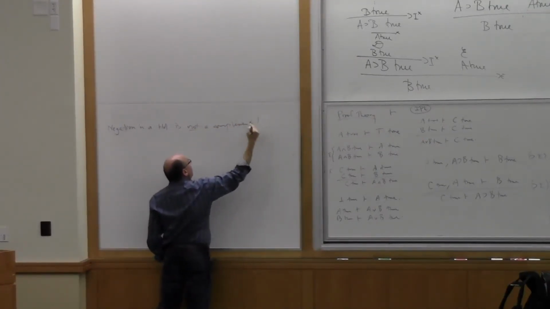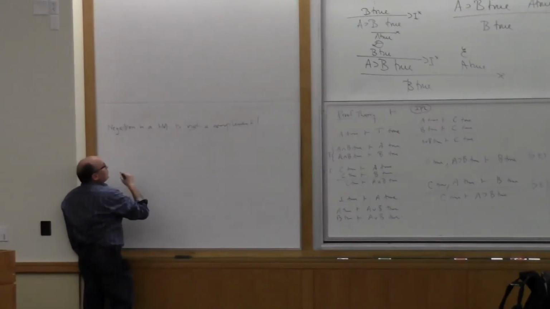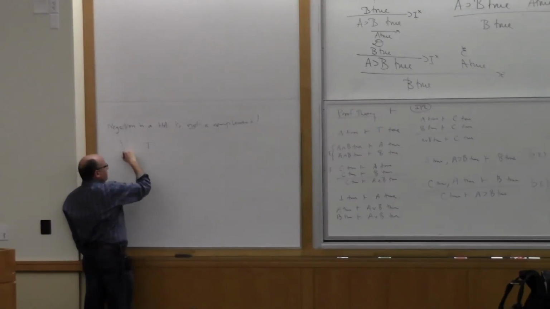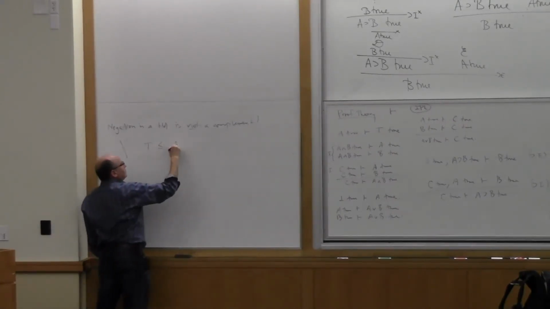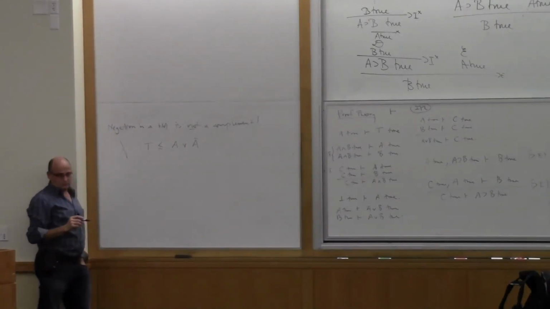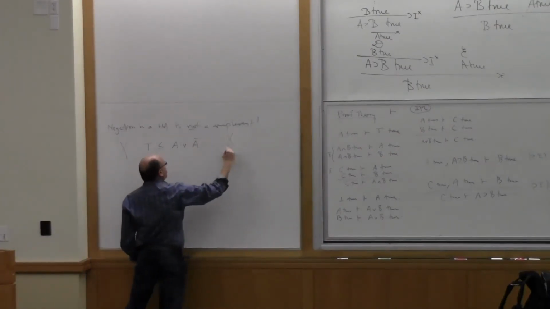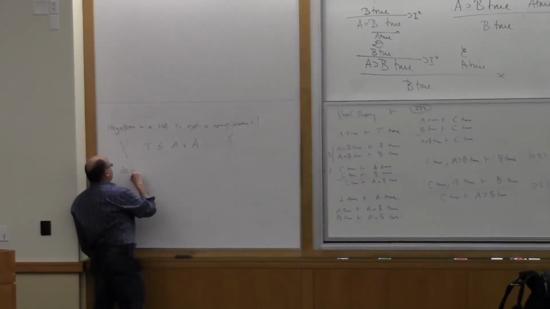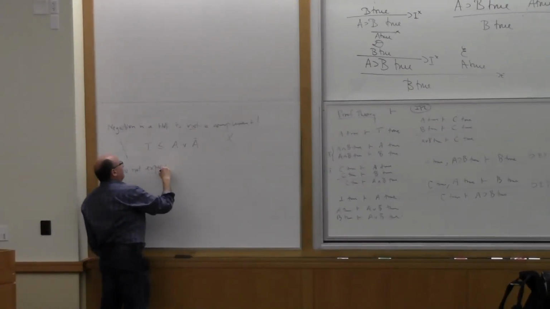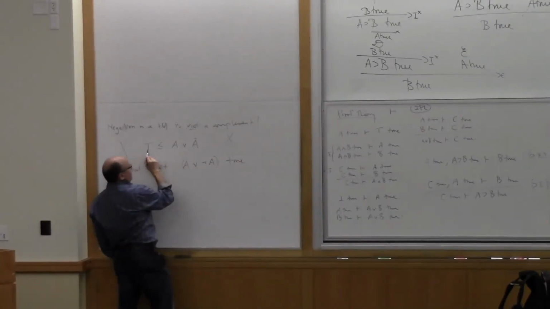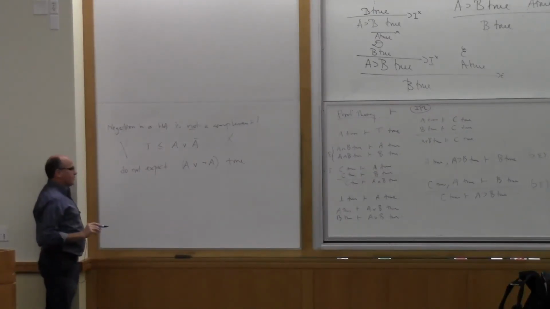in general. That is, what this means is we do not have, well, the best way to say it is it is not the case that top is less than or equal to A or not A. That's the way to say it in terms of the preorder. In terms of logic, it says we do not expect to be able to prove A or not A is true on the basis of no hypotheses. That's what is going on here, on the basis of no hypotheses.